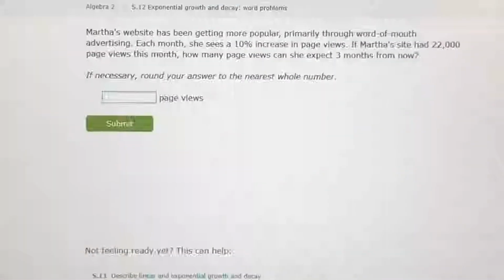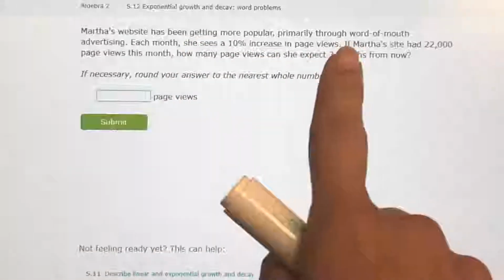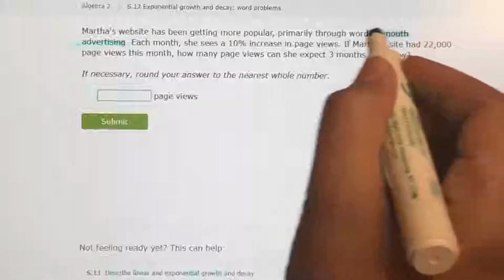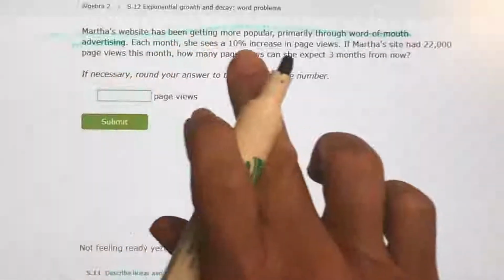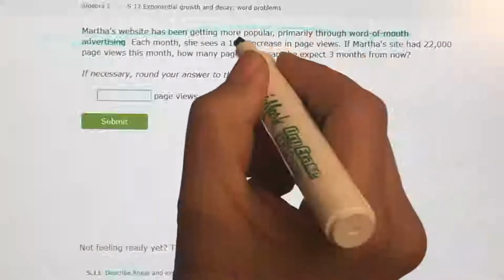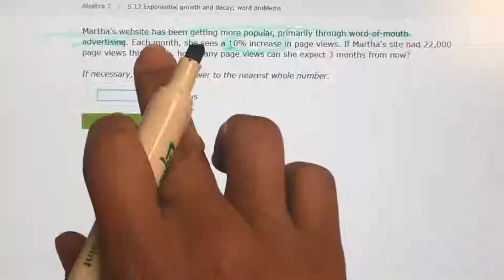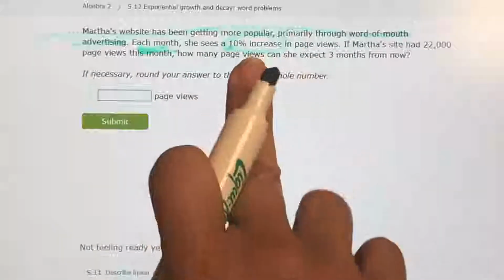All right, the word problems may be getting a little longer, but it doesn't matter. You're just going to get the information that you need. Martha's website has been getting more popular, primarily word of mouth, blah, blah, blah. I don't need that whole sentence. I don't care. Each month she sees a 10% increase. I do need that. Anytime you see numbers, you definitely need that. 10% every month.